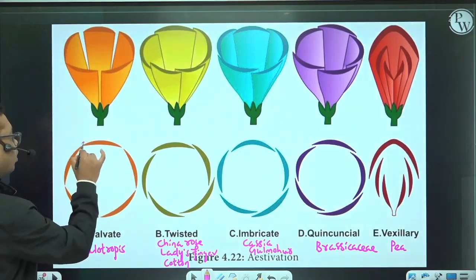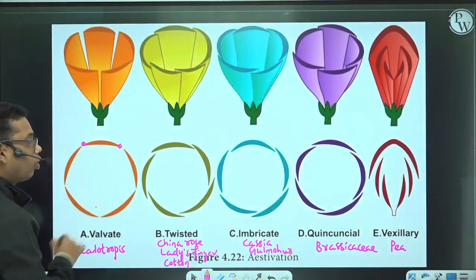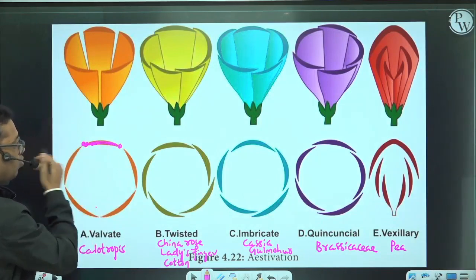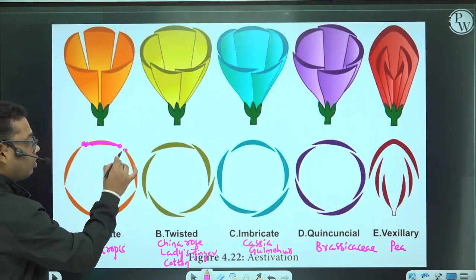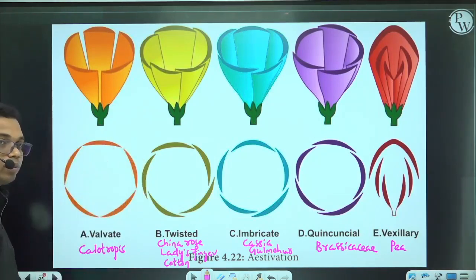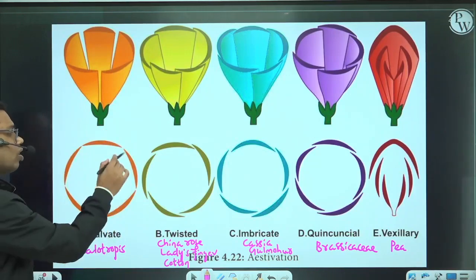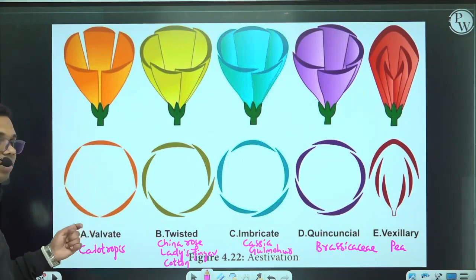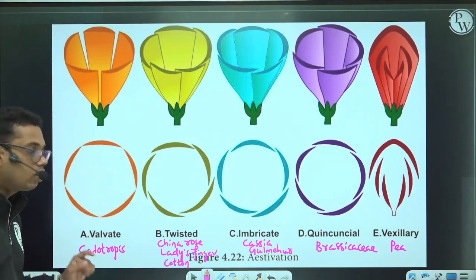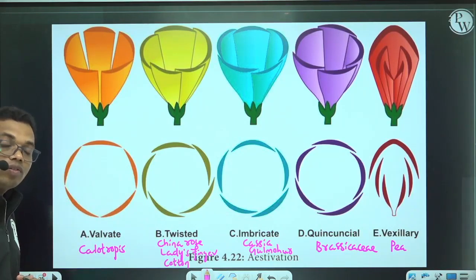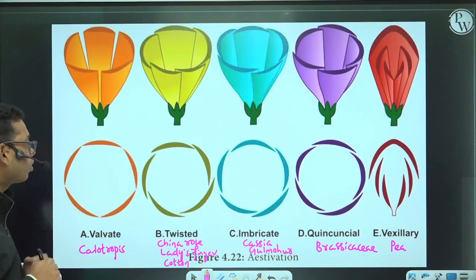This part is the margin and this part is also the margin. This is one structure, and this is the margin and this is the margin. In this diagram you can clearly see that the margins are not overlapping. They can just touch each other, but they are not overlapping. Such estivation is called valvate estivation. The estivation in which the margins of sepals or petals do not overlap with each other, rather they just touch each other, is called valvate estivation.